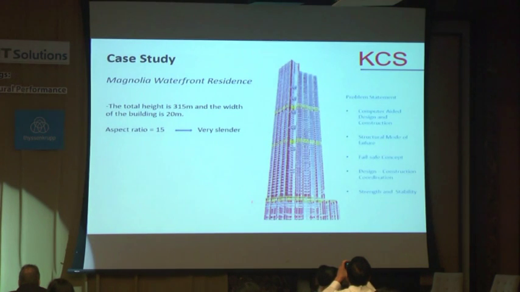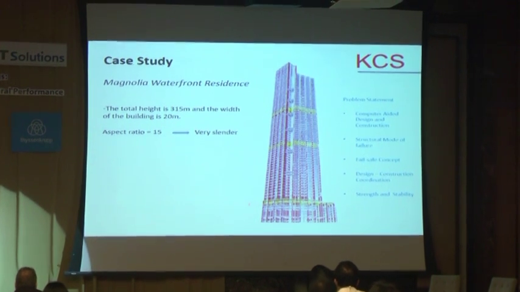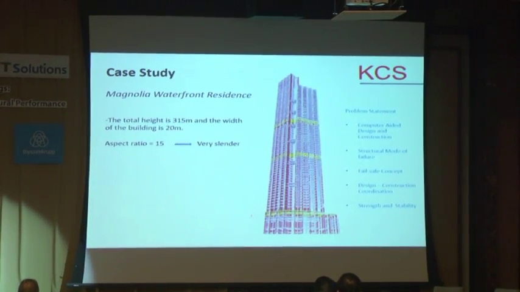The third example would be the Magnolia Waterfall residence. The total height of the tower is 315 meters. The width of the building is only 20 meters. So the aspect ratio is 15, which exceeds the typical range of ordinary high-rise buildings, considered to be very slender and therefore very vulnerable to wind force effects.